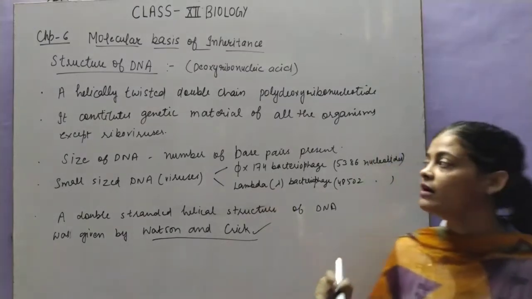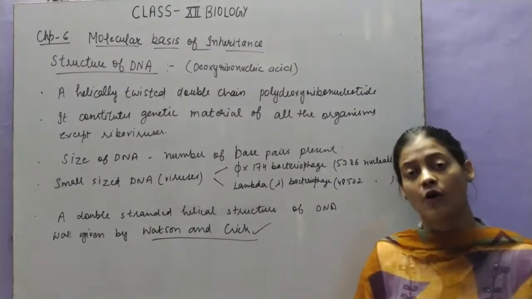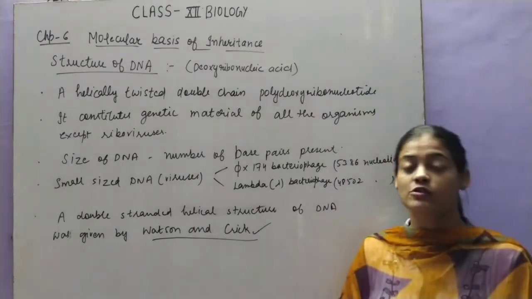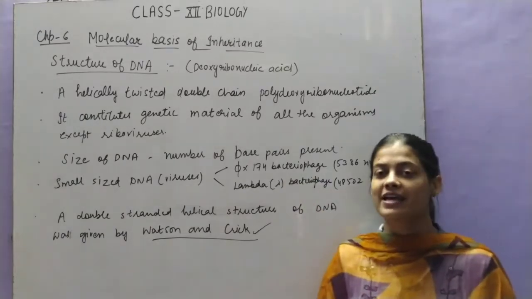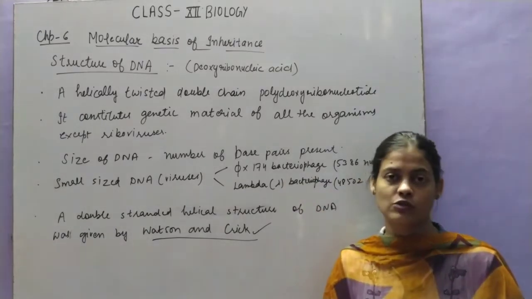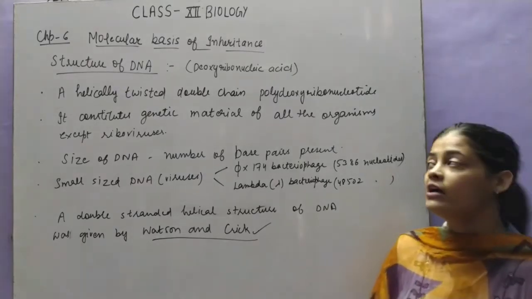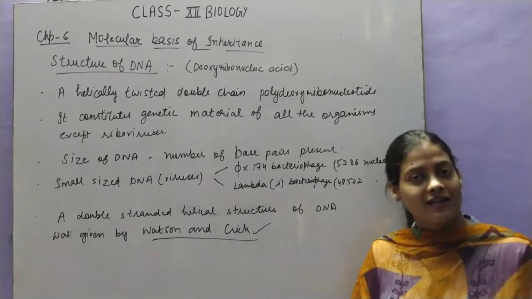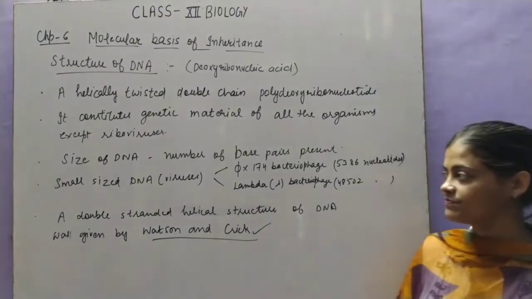Before that, a little information about DNA, that it is the genetic material of all the organisms. So all organisms except riboviruses, because viruses can have RNA as genetic material also. Ribovirus कौन से वायरस होते हैं जिनके अंदर RNA genetic material होता है? Except ribovirus, all other organisms have DNA as their genetic material.